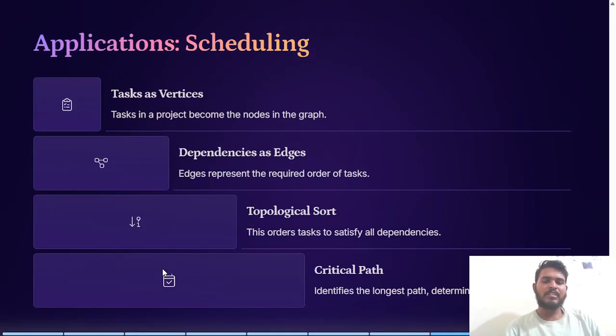Other applications are scheduling. Tasks as vertices: a task in a project becomes a node in the graph. Dependencies as edges: edges represent the required order of tasks. Topological sort orders tasks to satisfy all dependencies, and the critical path identifies the longest path, which determines project duration.